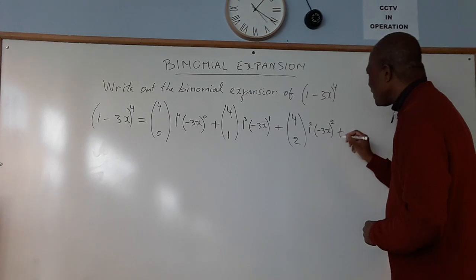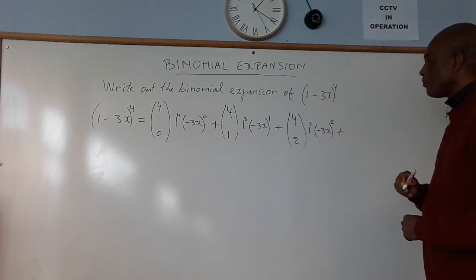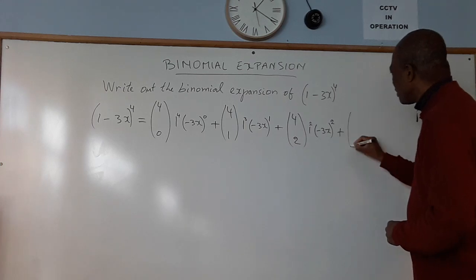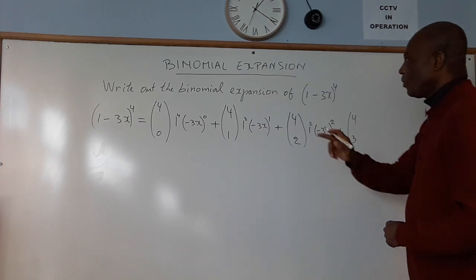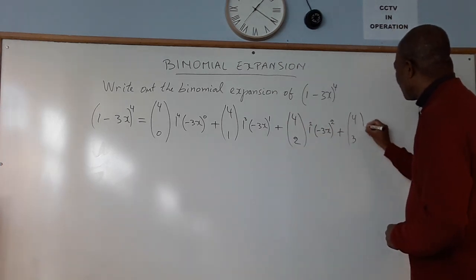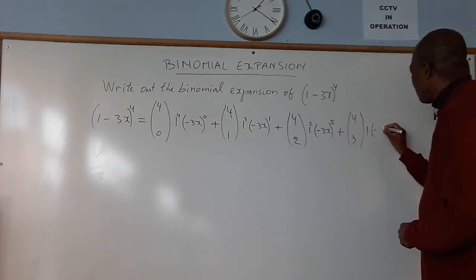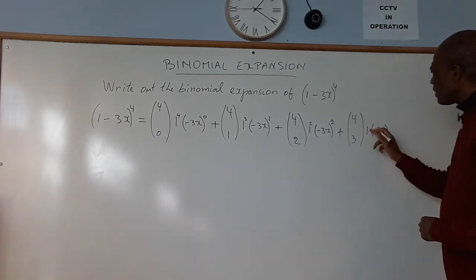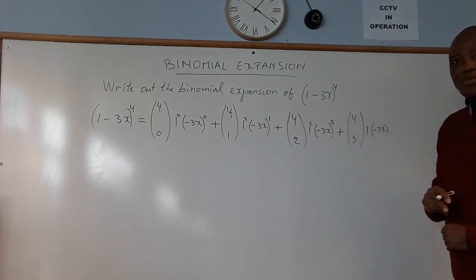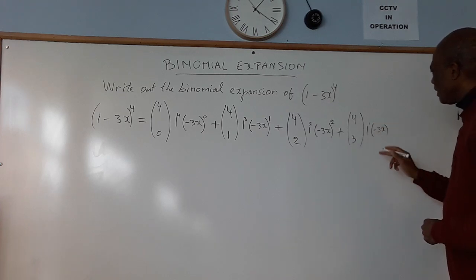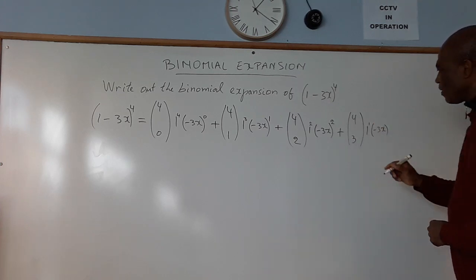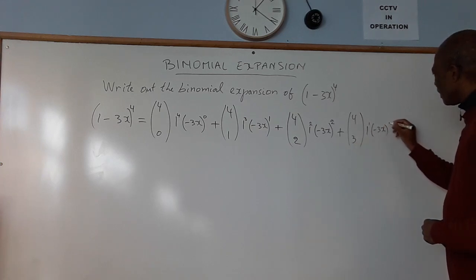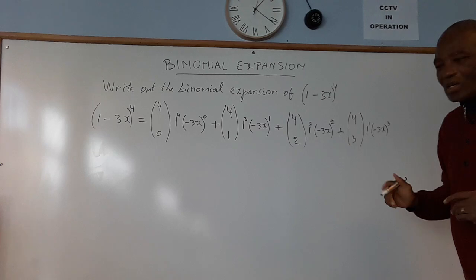And then we add another term, a fourth term. A fourth term will be 4C3, 1, 2, 3, 4, yes. And then 1 multiplied by (-3x). Now, what will be the power of 1? The power of 1 will be 4 take away 3, which is 1. And the power of -3x will be the 3 that we have there. I put 3 there. It's not finished.